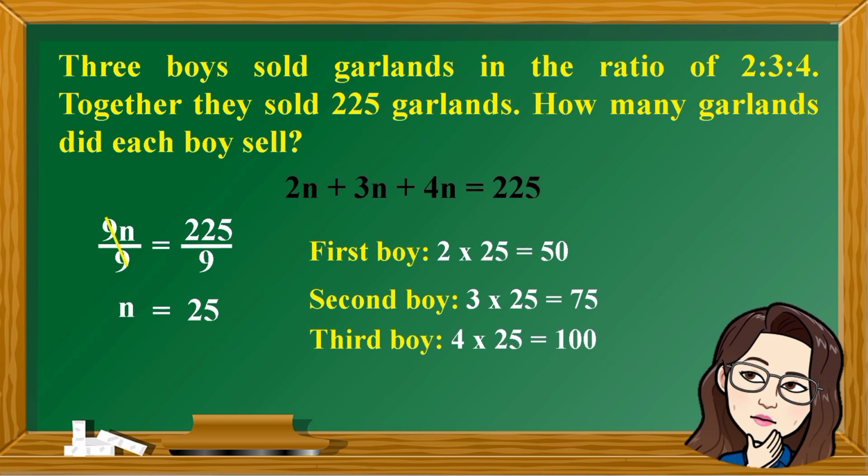Then for the third boy, we have 4n. 4 times 25 is 100. The third boy sold 100 garlands. To sum it up, 50 plus 75 plus 100 is equal to 225. Our answer is correct. Did you get it too? Good job, kids!